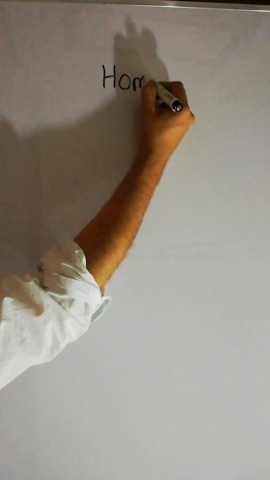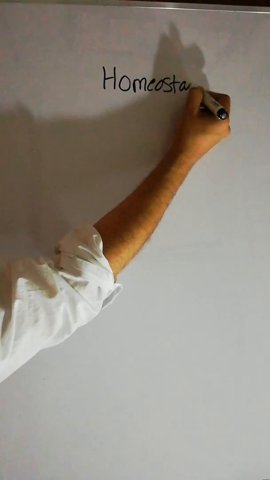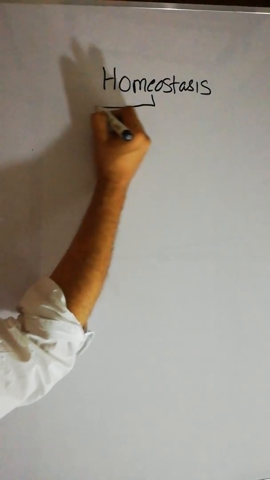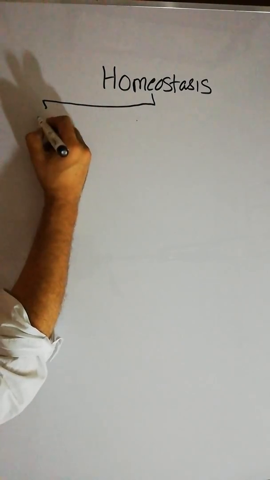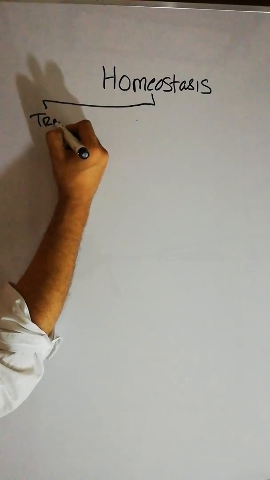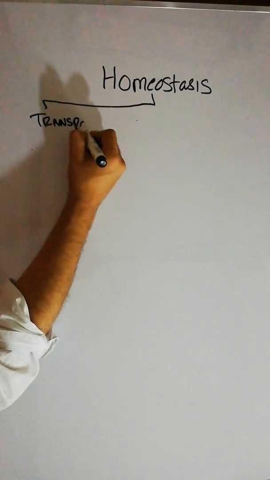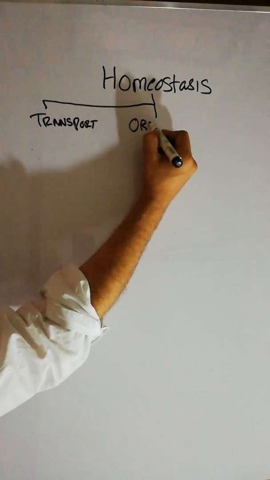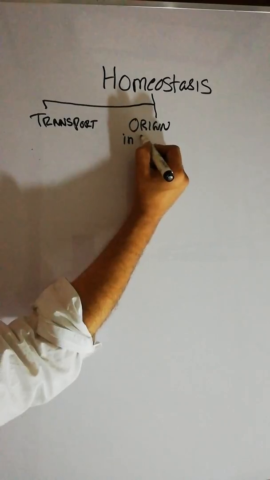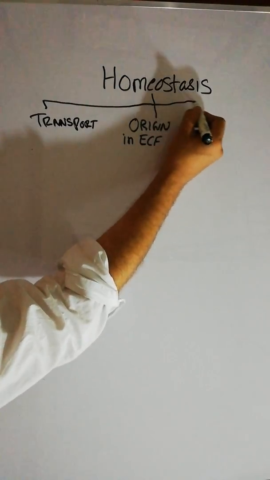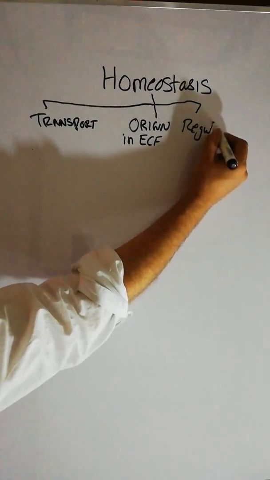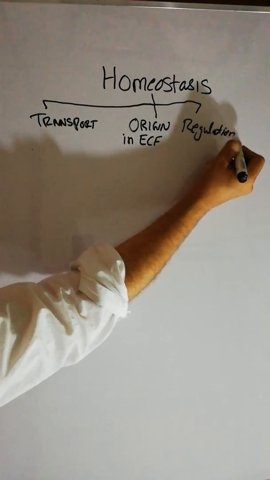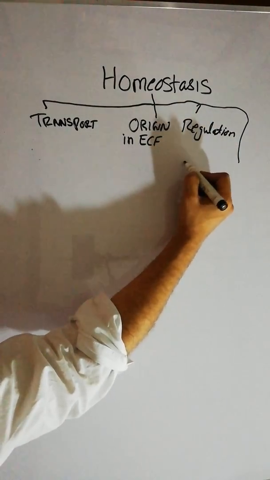Dear students, we were discussing homeostasis. And we discussed how it starts with the transport, how the nutrients originate in extracellular fluid, how it is regulated, and finally we were discussing control system.